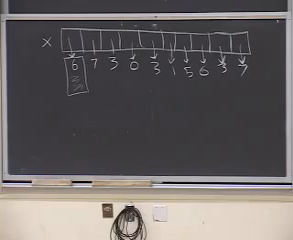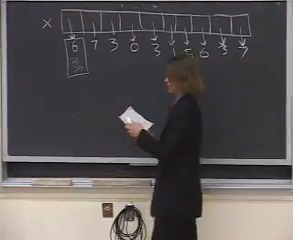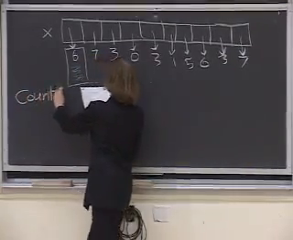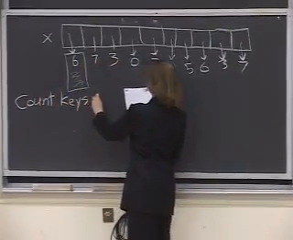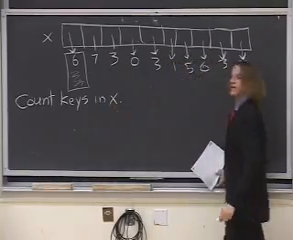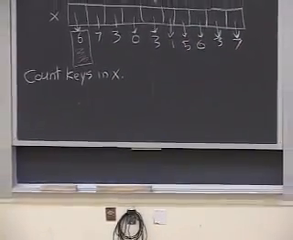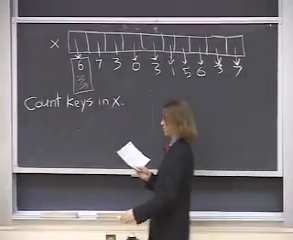Now, we're going to start the same way we did in our original counting sort. We're going to count all the keys. And I'm going to give you a complete implementation of this advanced counting sort. So let's look at the first few lines of code.